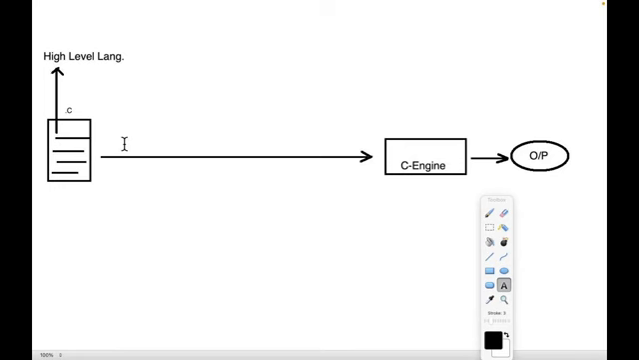Tell me the examples for high level languages. C, C++, Java, Python, all these are high level languages.